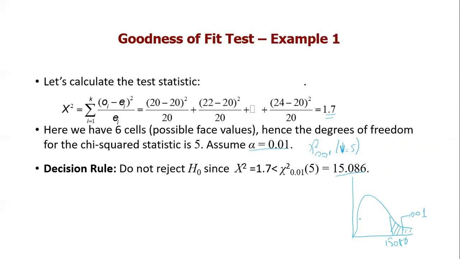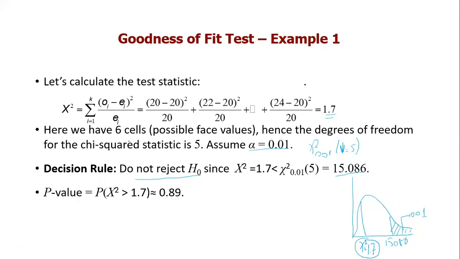And what is my chi-square observed? Chi-square observed is somewhere here. It's very, very close to 0 when you compare it with the critical chi-square. So your chi-square is equal to 1.7. Hence, you do not reject H0. What does it mean? If you don't reject H0, it means that the die is balanced. The evidence that you have is not sufficient to suspect the H0, which says the die is balanced.